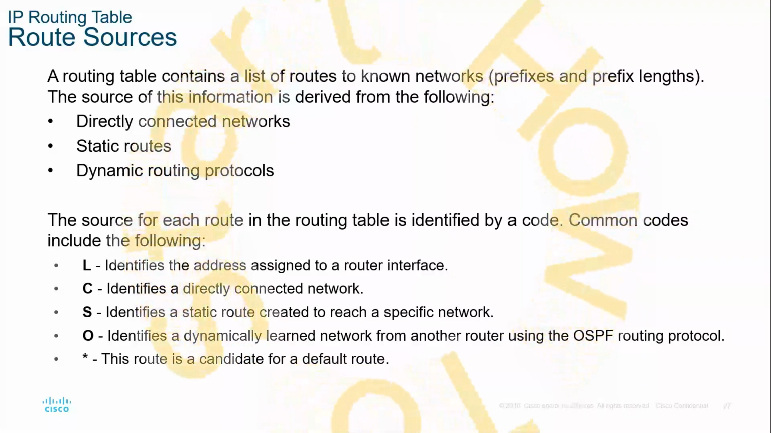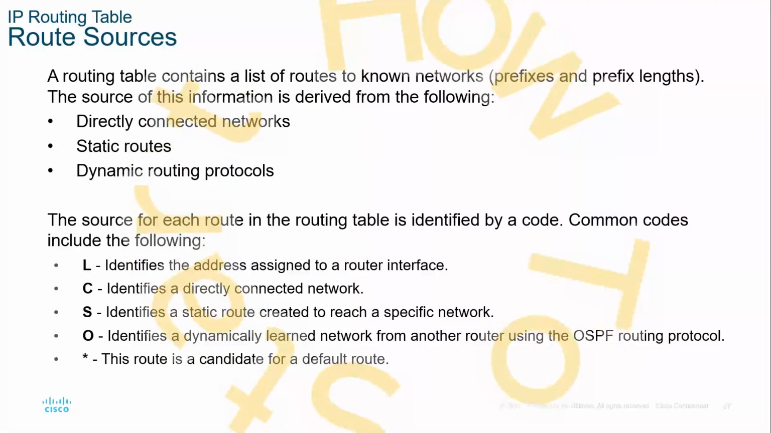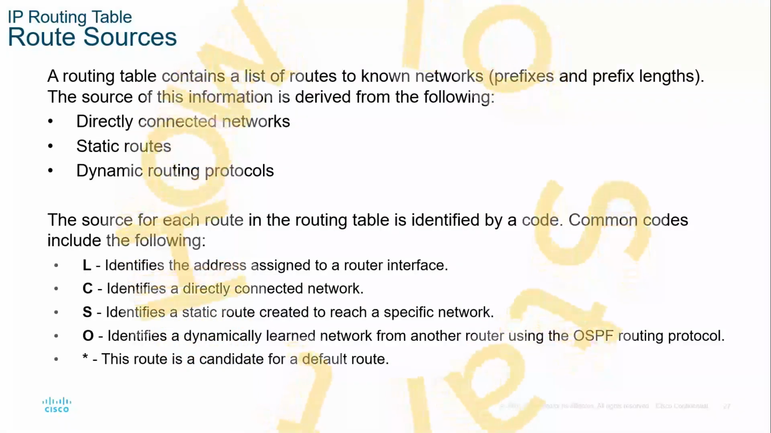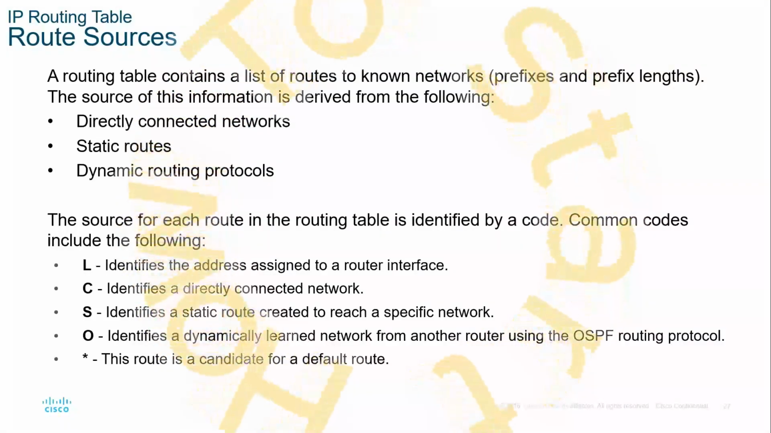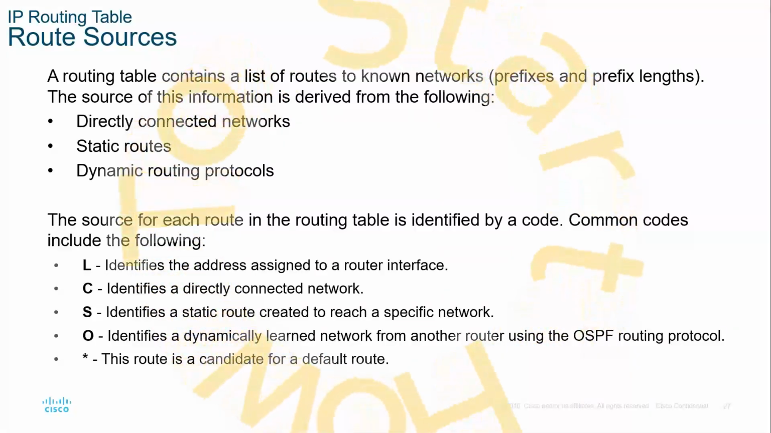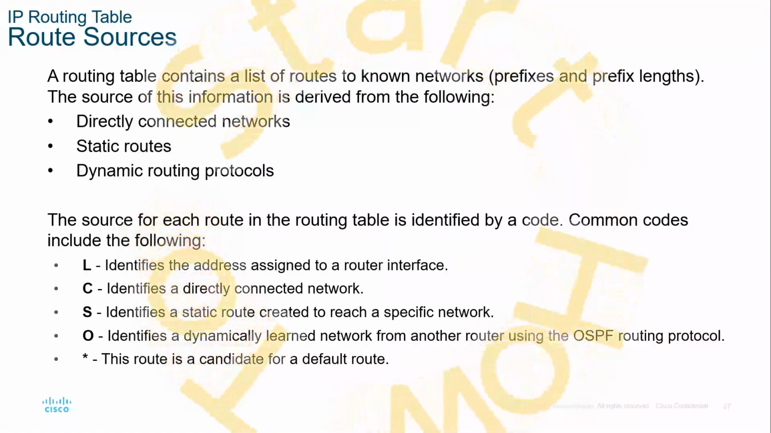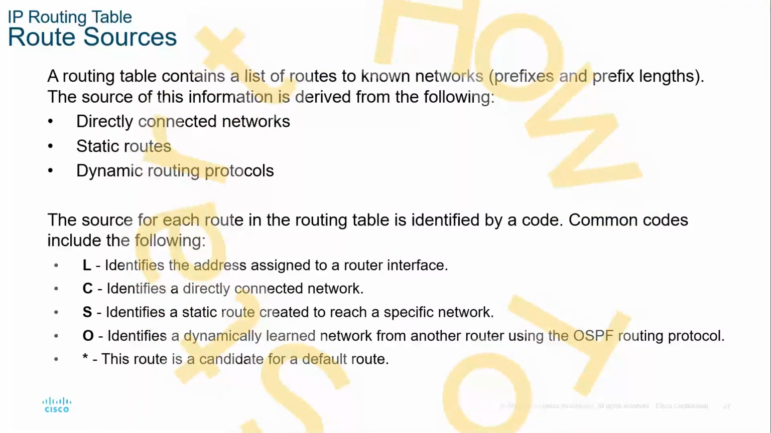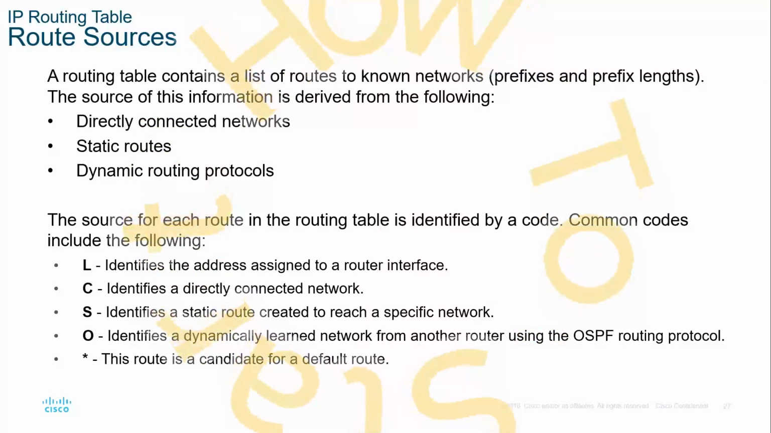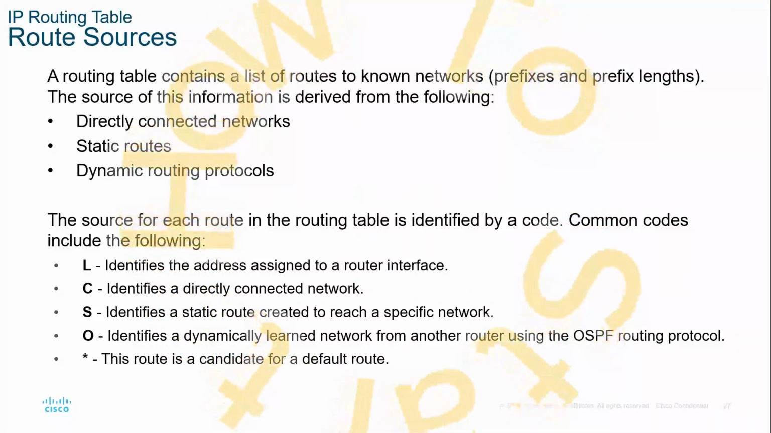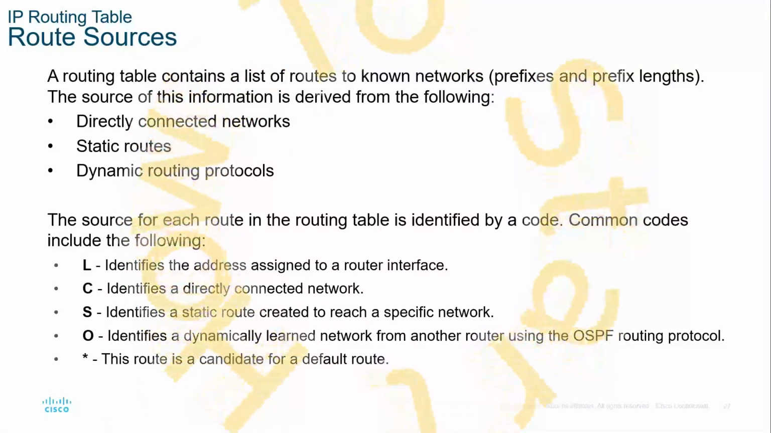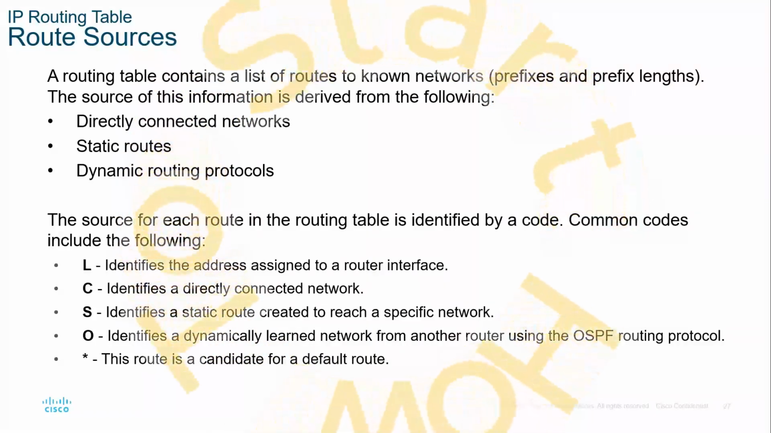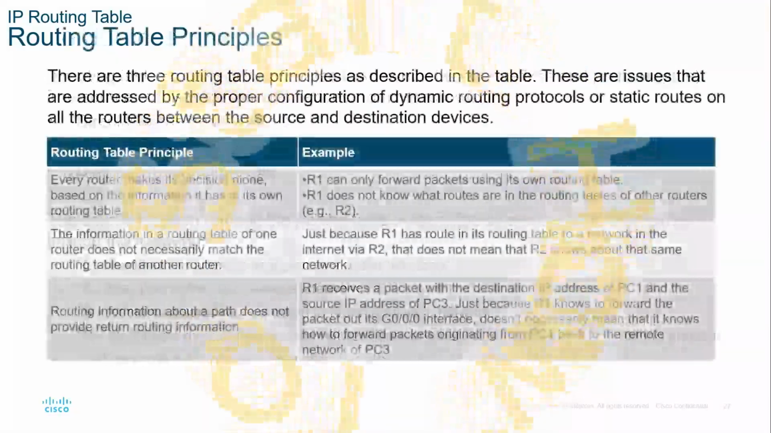Some basic symbols that you need to know in the routing table. Again, L and C are directly connected routes, S is a static route, O is one of the dynamic routes, and a default route will be designated by a star. L identifies the address assigned to a router interface, where C identifies a directly connected route. L and C are both directly connected routes, and they're slightly different, so know the differences between those two.